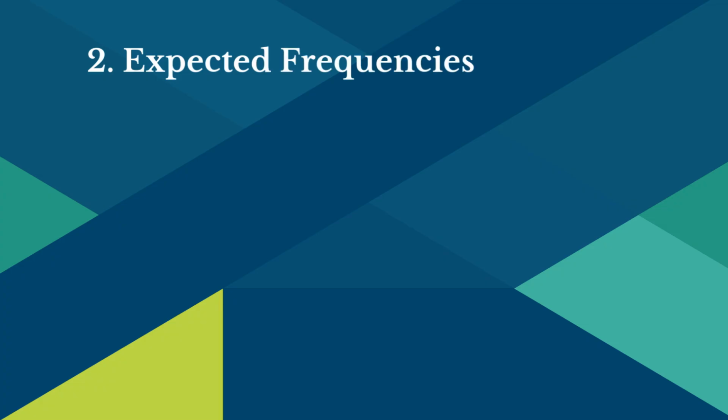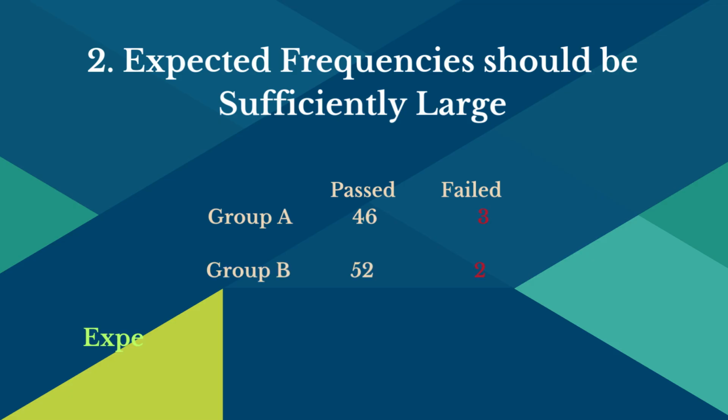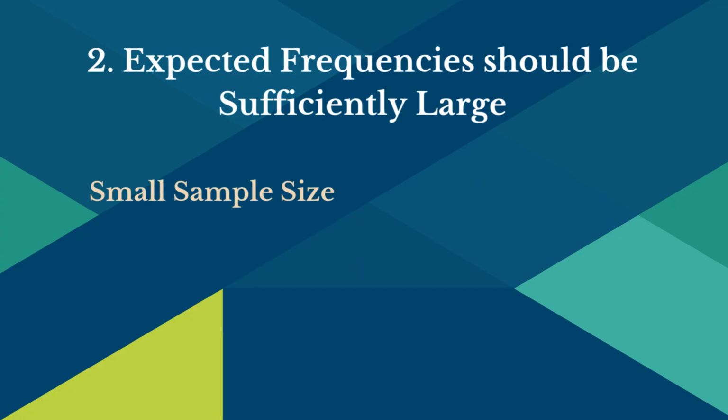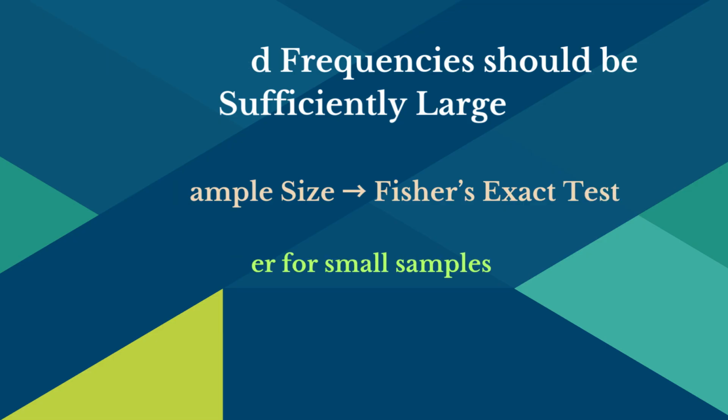The second important assumption is that expected frequency should be sufficiently large. As a rule of thumb, the expected count in each cell should be at least 5. When expected counts are too low, the chi-square approximation breaks down and results become unreliable. In those cases, we don't force the chi-square test. Instead, we use alternatives like Fisher's exact test, which is designed for small sample sizes.